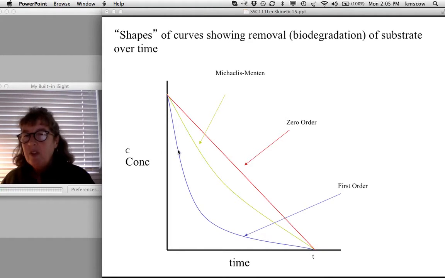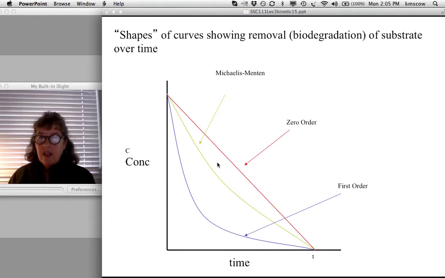And over time, what happens to the rate? Yeah, it gets slower and slower and slower, and then finally will level off. Why does it get slower and slower over time? Right, because the concentration of the substrate remaining is less and less. So the rate gets slower and slower. This tangent to the curve is going to get less and less in its value. And the Michaelis-Menten is going to have some shape that's in between the two.